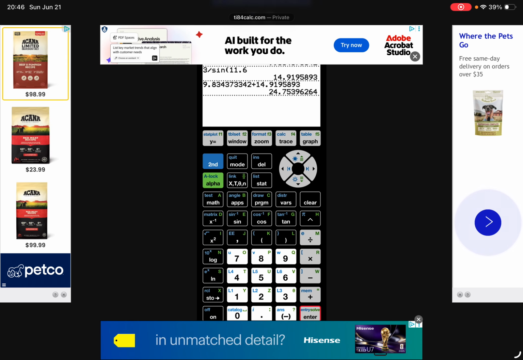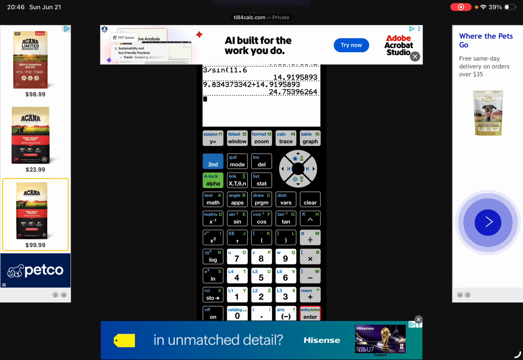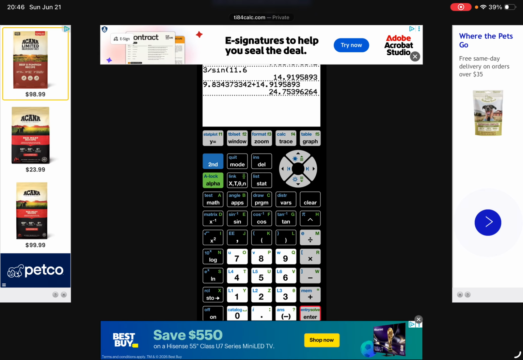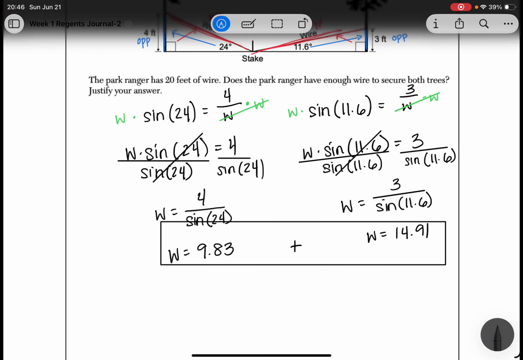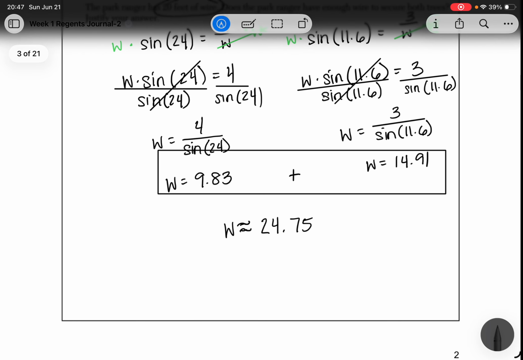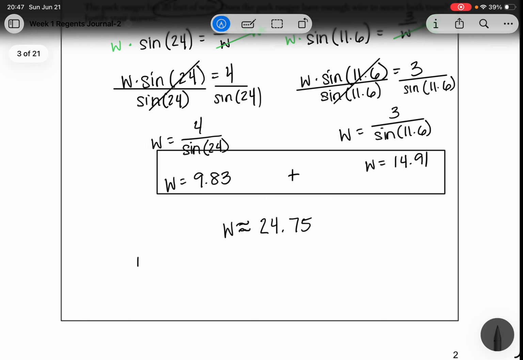So now we get the full answer before we round, which is going to be a little bit different from the answer that we will have if we rounded. So we have 24.75. So the wire he needs is approximately 24.75. Well, approximately. But he only has 20 feet, which means that our answer would be no, he doesn't have enough. So we just write out no, the ranger doesn't have enough.